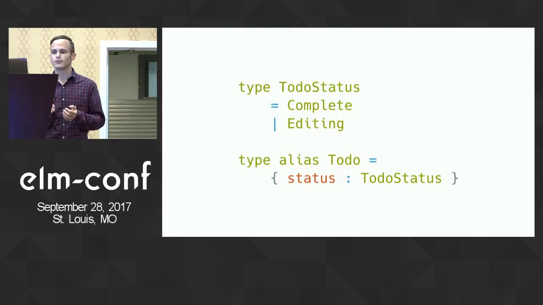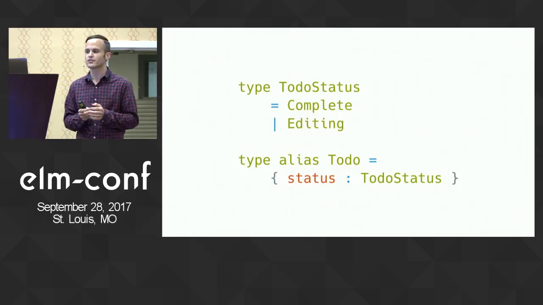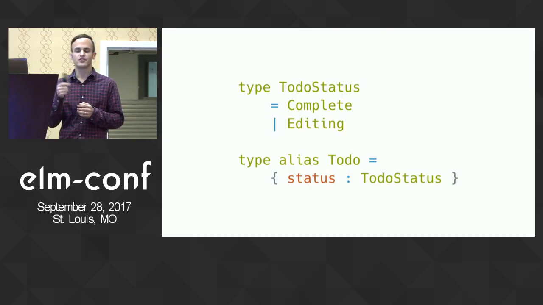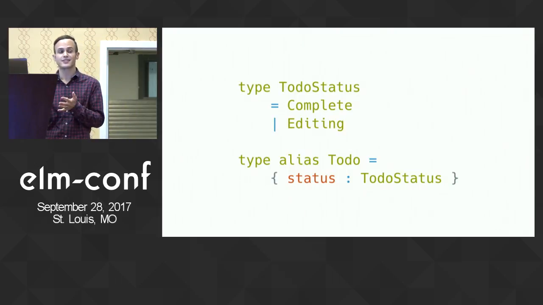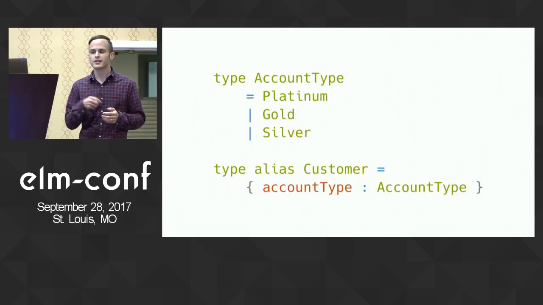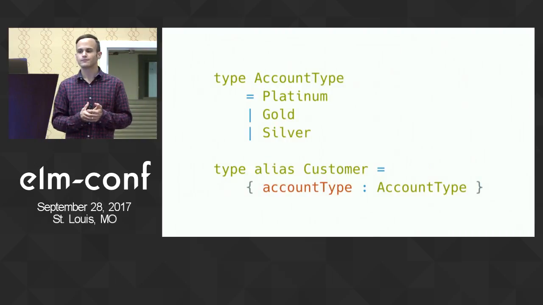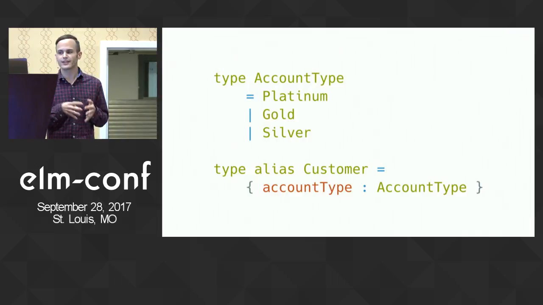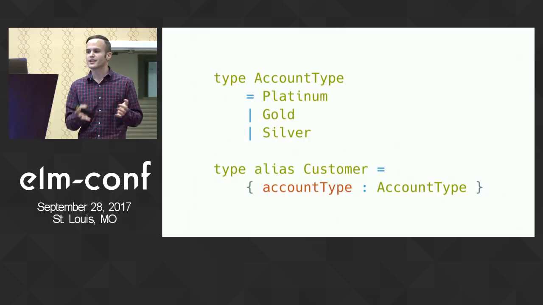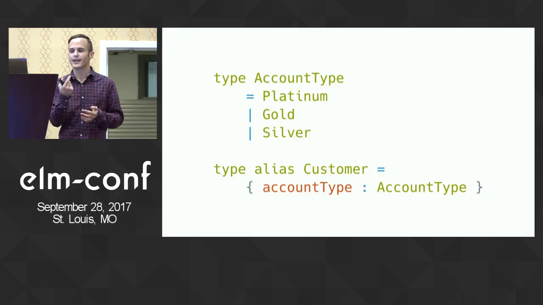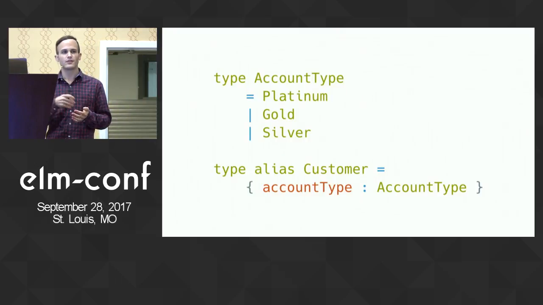So for our to-do, we can create a to-do status union type with complete and editing constructors. Then the to-do record only needs a single status field for these two possible values. Similarly, with the customer's account type, we can create a union type called account type with three constructors, platinum, gold, and silver. So the customer record then just has one account type field that can be one of those three values.